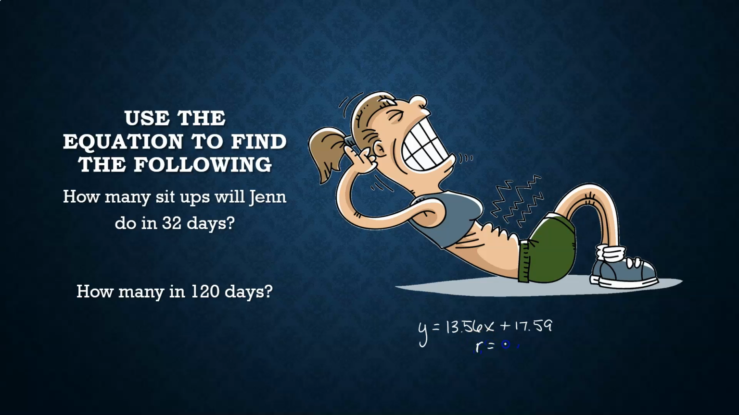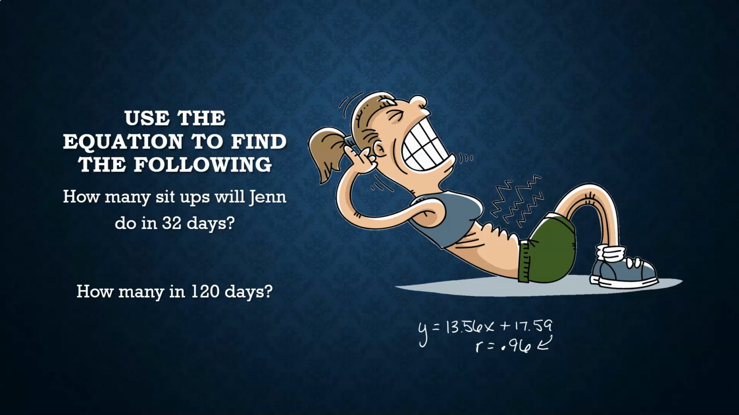My R value, and I rounded again, was 96 hundredths. And that's all pulled off of that stat calc screen on your calculator. You don't need to do anything, okay? So again, the closer this is to 1 or -1, the stronger the correlation is, okay?